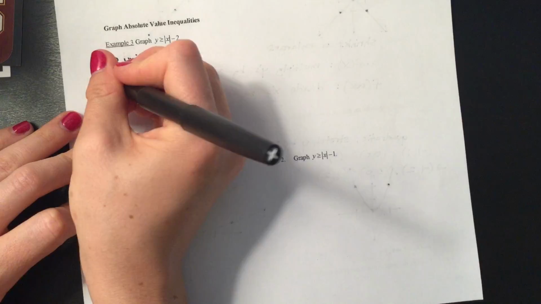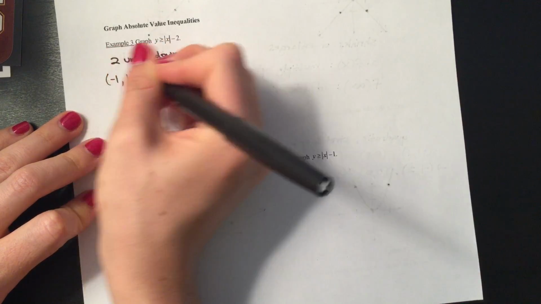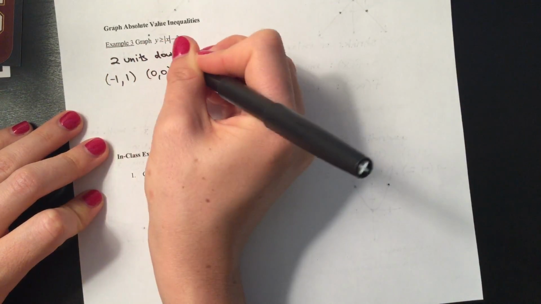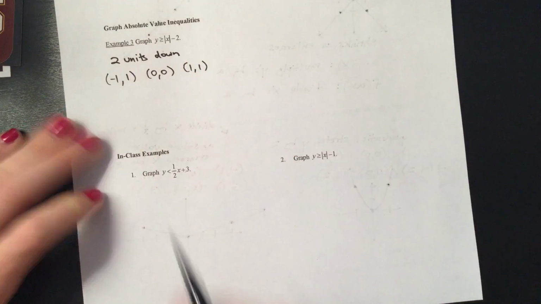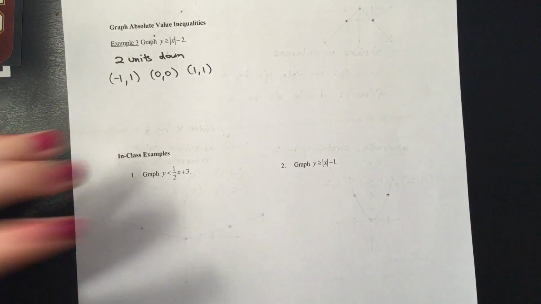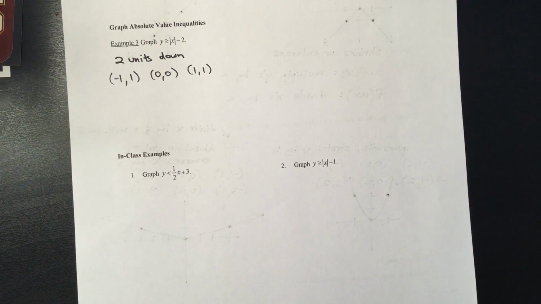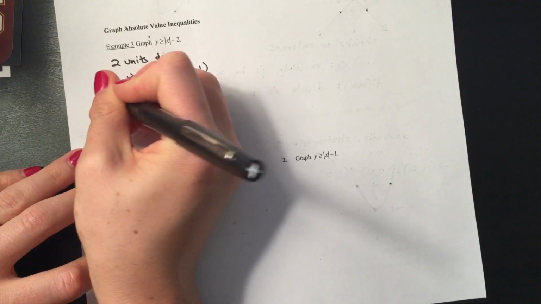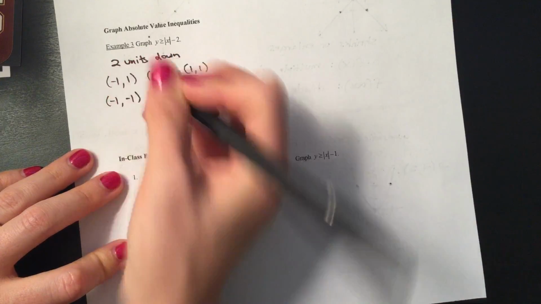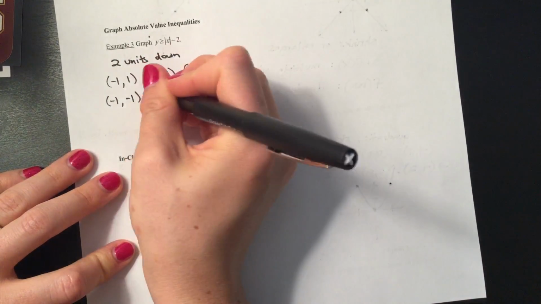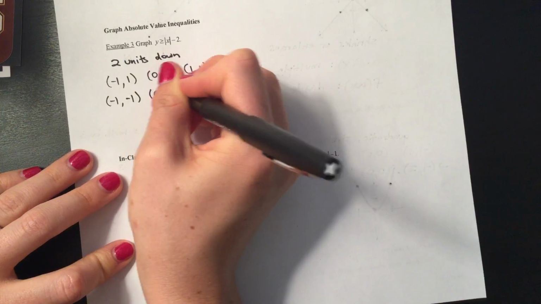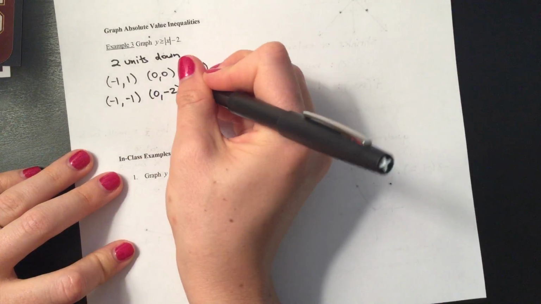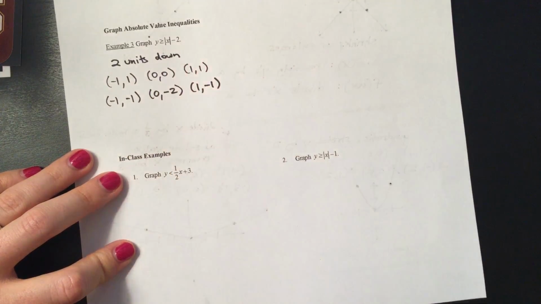All right, so let's transform. So our original, remember, are these 3 points. So when we move 2 units down, that means we're going to be subtracting 2 from the y values. Okay, so down and up is always a y movement. So subtracting 2 from the y values, nothing changes with x's, but I subtract 2 from y. And subtract 2 from the y value. And again, subtract 2 from the y value.